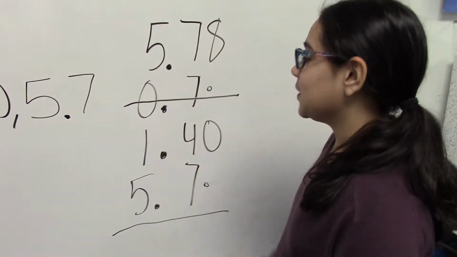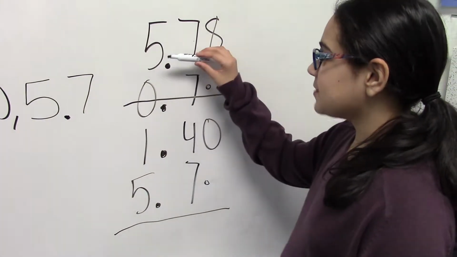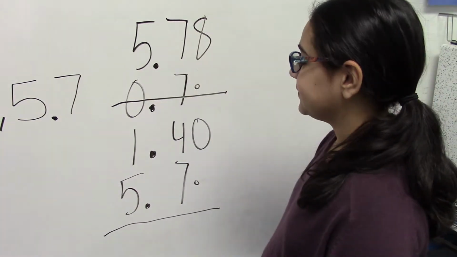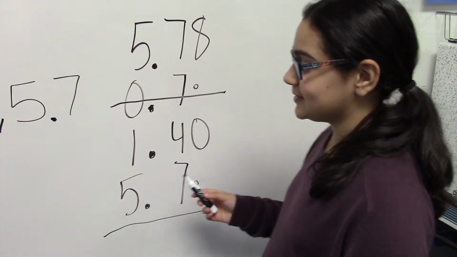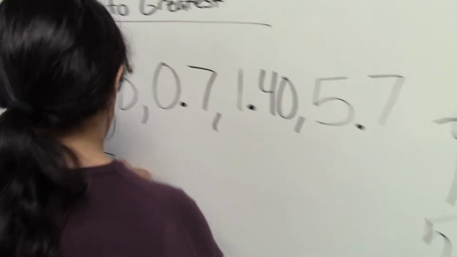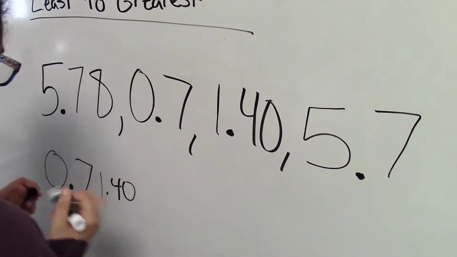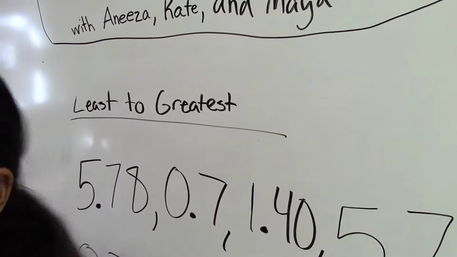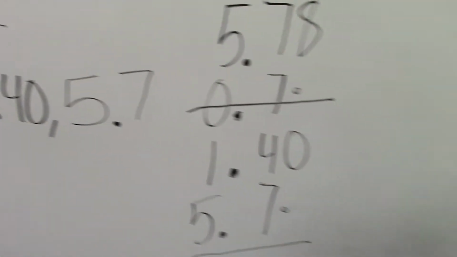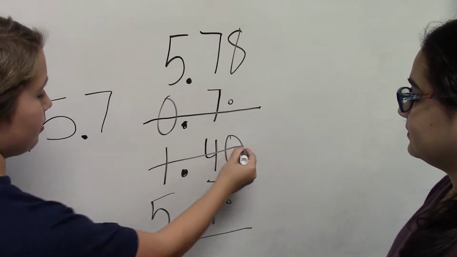Then you look at the ones row again. Which is the smallest out of these? 1.40 is. So you write it down. The next thing you do is you're going to cross out the 1.40.